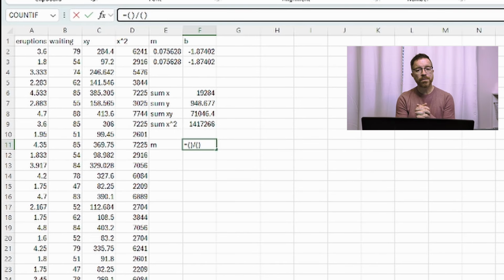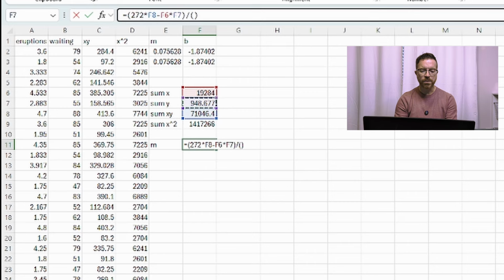Now, our first part of the numerator is going to be n times the sum of x, y. So this is going to be n, which you could do another command to get the length, but in this case, we know it's 272 data points, times the sum of my x, y values, which is this one right here, F8. And then I'm going to subtract the sum of my x values, which is F6, times the sum of my y values, which is F7. And that is it for the top.